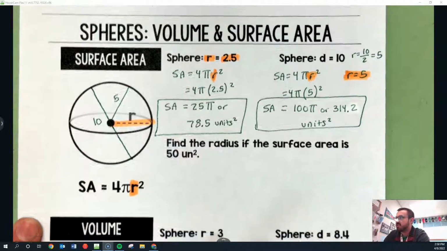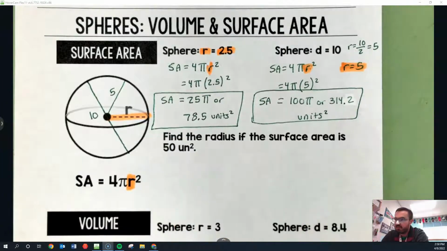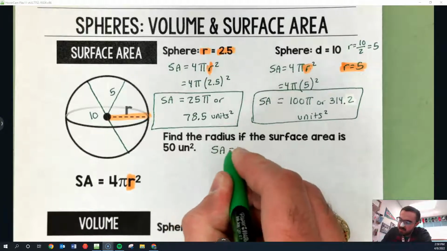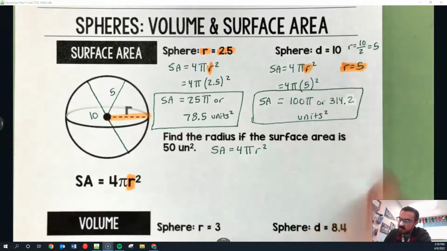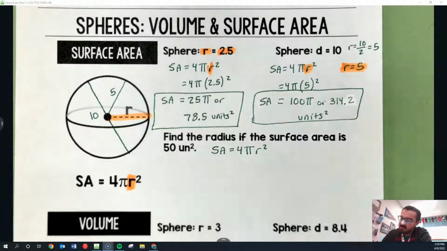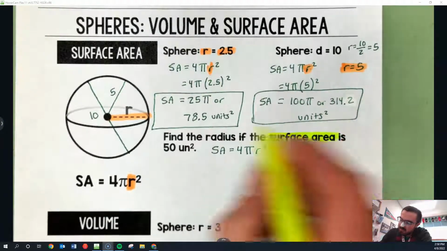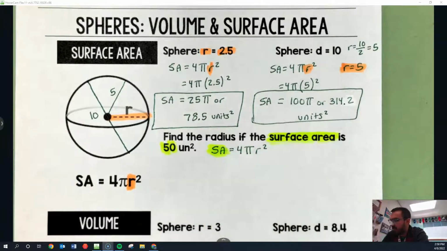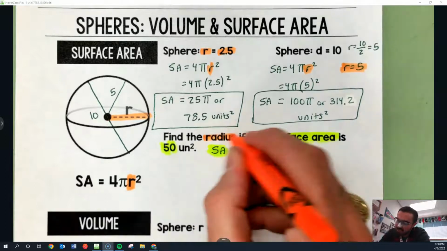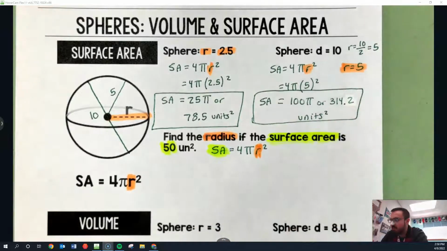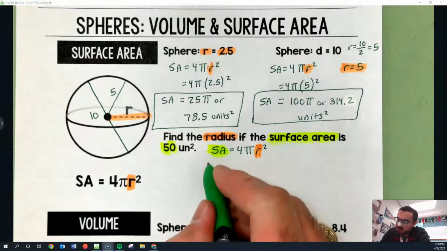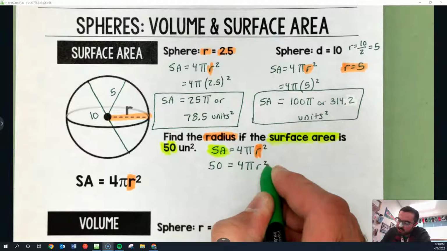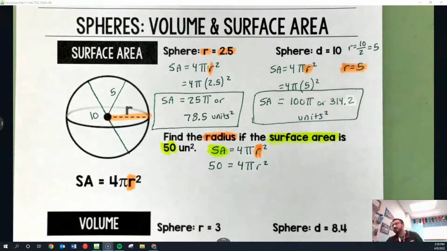What if it says to actually find the radius if they give you the surface area? We've done similar things to like this in other units. If the formula is 4 pi r squared, they give you the surface area. They've given me the surface area. It's 50. Okay, so we are going to plug it into that. What we're trying to find now is the radius. So it's a little bit different than what we just did. If the surface area is 50, I can replace surface area with 50 equals 4 pi r squared. We're just going to leave it r squared because I don't know what r is.